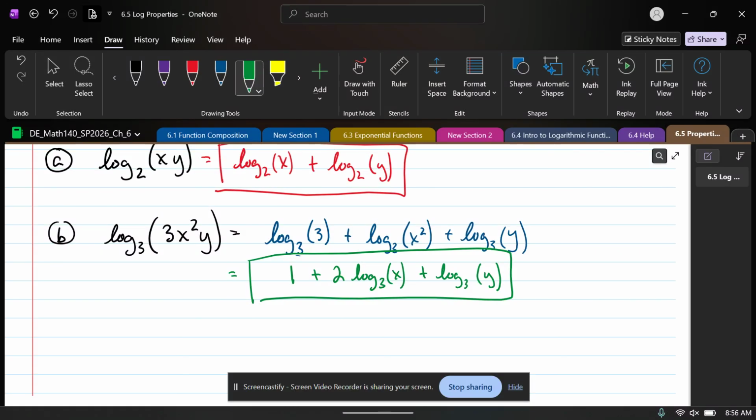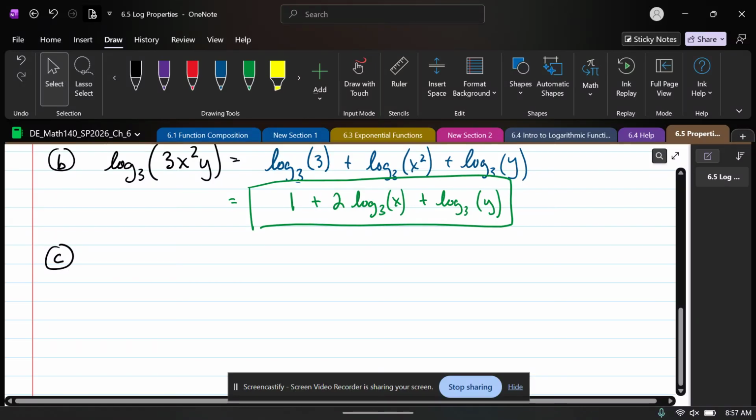The only time you would need to change a base is if you have logarithms that are not the same base. So if you had a log base 2 and a log base 5, and they wanted you to put them together, then that's when you need to do the change of base. But that's not going to come up very often in college algebra at all. So there we used 1, 2, 3 different properties to do that one.